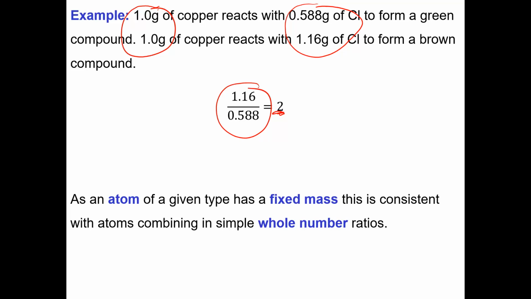So what this indicates is that our copper is reacting with whole numbers of atoms of chlorine to form different compounds. In our second compound, we're reacting with twice as much chlorine as our first compound. So Dalton interpreted this that atoms combine in simple whole number ratios. We don't really know what these compounds are without more data, but perhaps one of them is copper reacting with 1 chlorine, and the other one might be copper reacting with 2 chlorines.